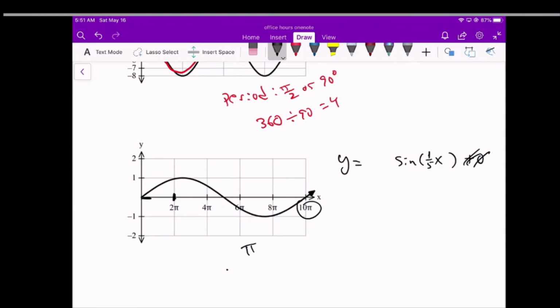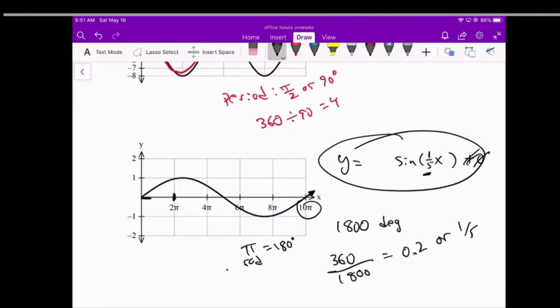Pi radians is 180 degrees. So 10 pi is 10 times 180, which is 1800 degrees. Normally a period is 360. This is much slower this time. So 360 divided by 1800 equals 0.2 or 1/5. So again, we get our 1/5 there for the equation, and we're done.